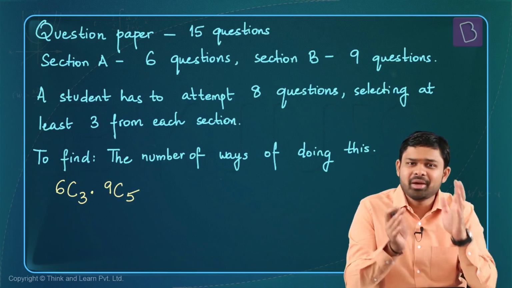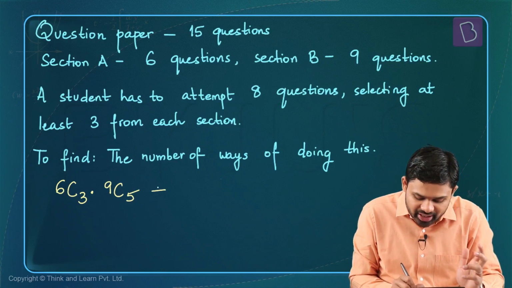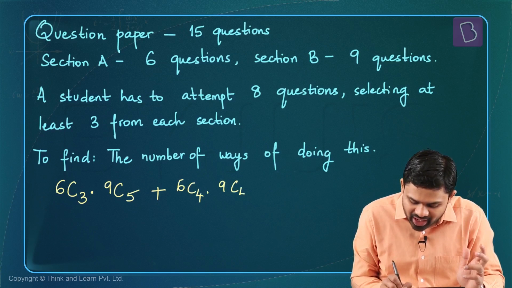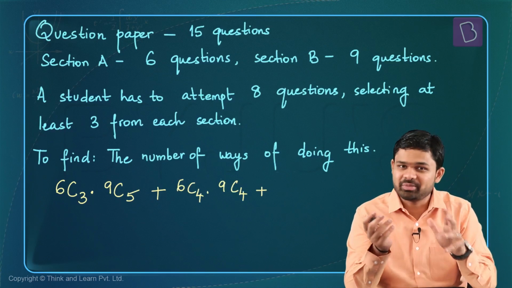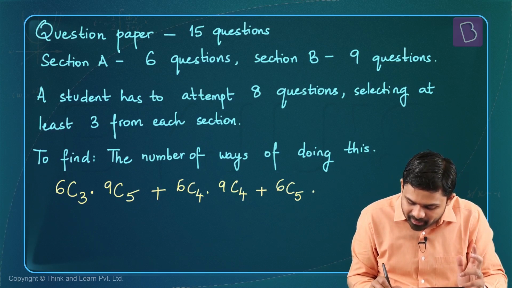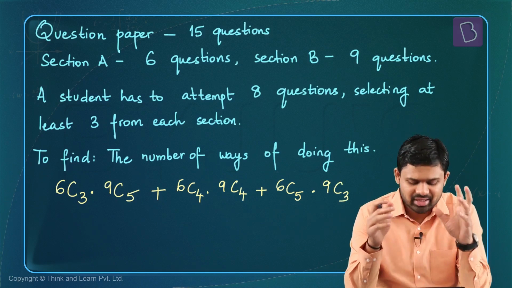Now the rest of it is pretty similar to this. When he's choosing 4 from each section, it's going to be 6C4 multiplied by 9C4, and then when it's the other way around, 5 from the first section and 3 from the second section, it's going to be 6C5 multiplied by 9C3. Well, now it's all about solving this.